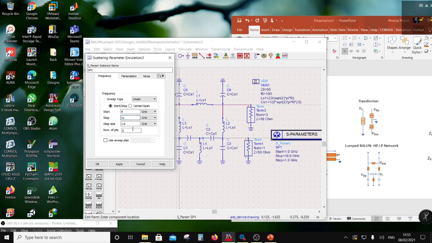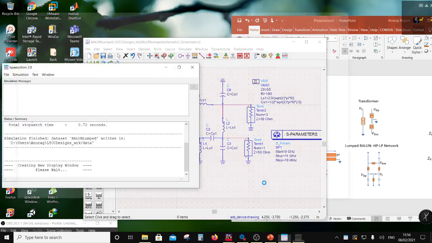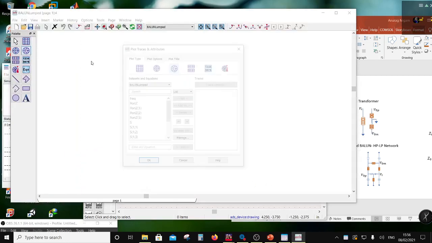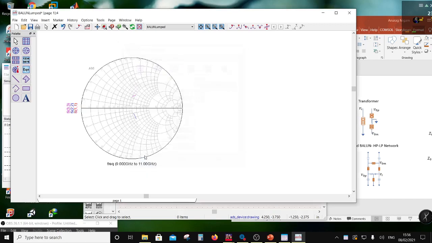And by the way, because the Q of these components is very high, this lump balun would have a very narrow bandwidth. Okay, so you have to be prepared for that. Now first of all, I'm going to look at the return losses S11, S22, S33.